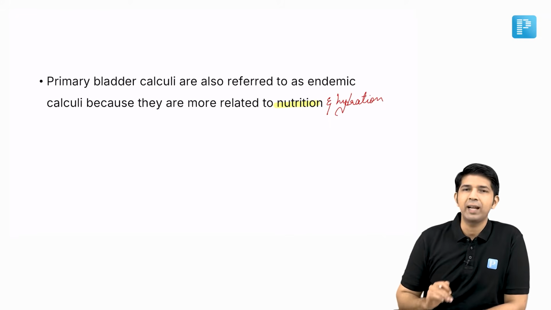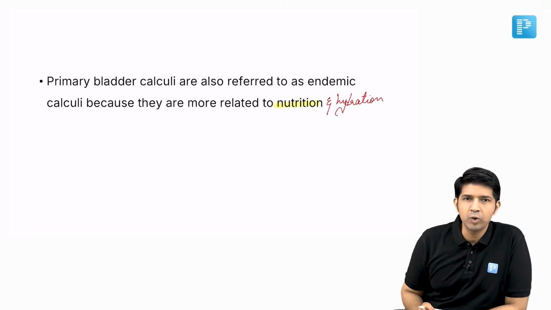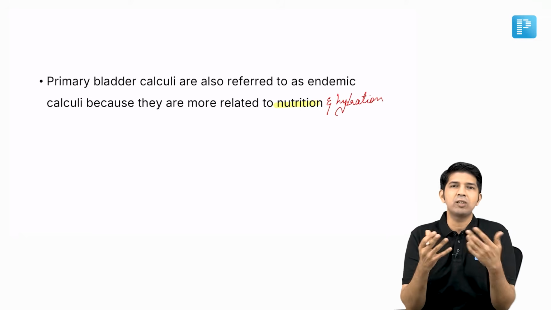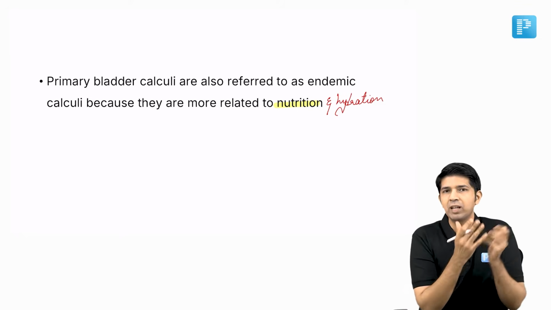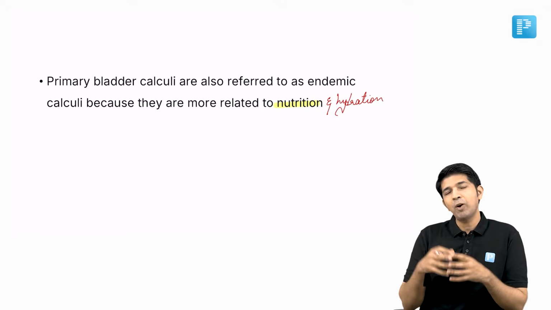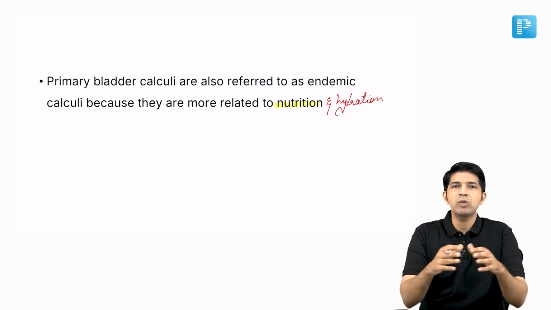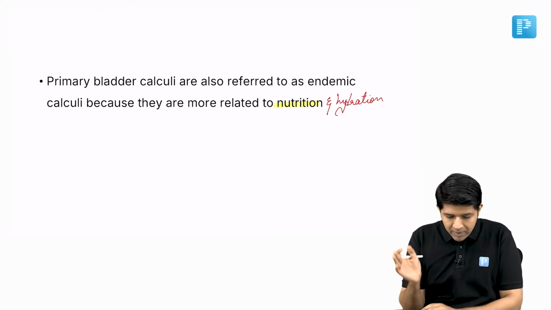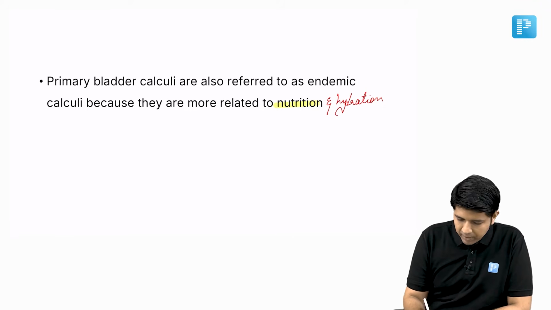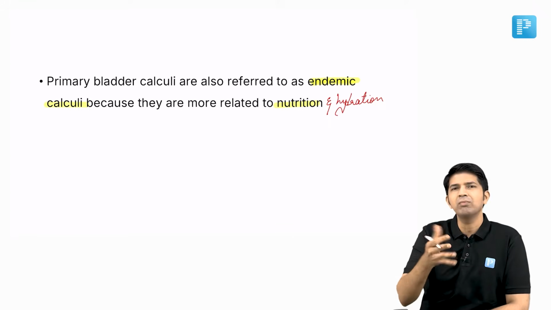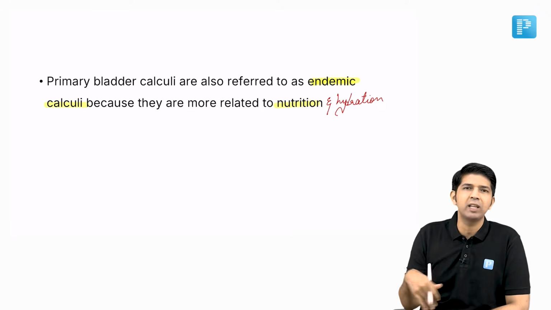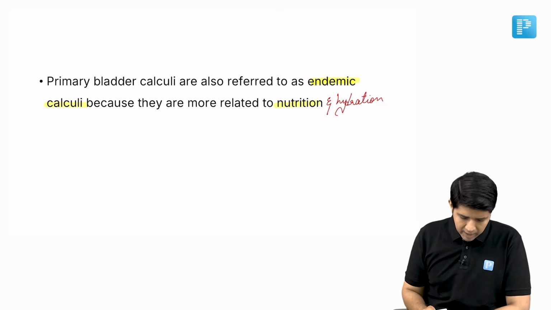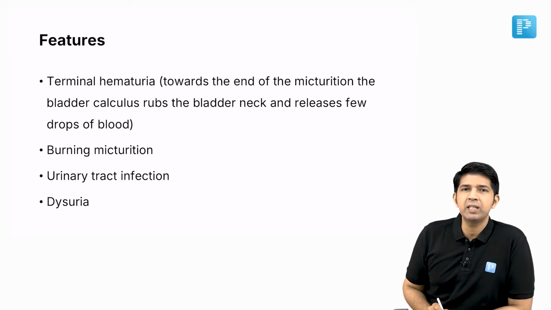Now, if you look back at that, if it is something to do with the nutrition, it should be something like your thyroid disorders, correct? Like in a particular belt, there is a lack of iodine, and that is why it has led to goiter. So they found that this primary bladder calculi also happened in a certain geographical area. Okay, so that is why they started calling it an endemic calculi, because there was some nutritional imbalance in that particular locality which kept leading to the formation of a primary bladder calculi.